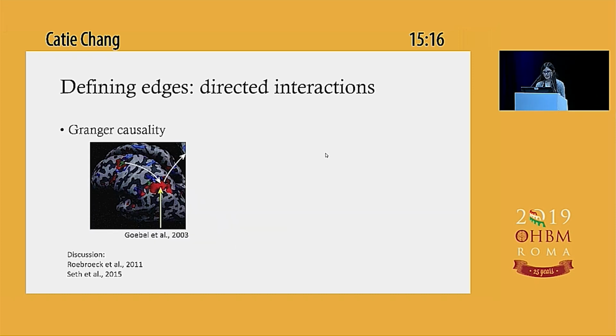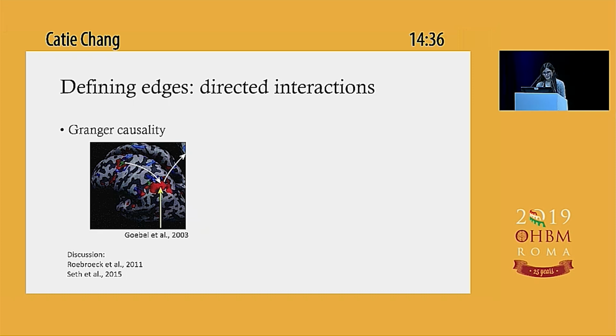So those are techniques for looking at undirected interactions, but what if we want to put an arrow between regions and say, does one region exert a causal influence on another region? I'm not going to go into this in much detail, but in Granger causality, which has been applied to fMRI data, the notion of causality is based on temporal precedence. Basically, we're looking at the predictive value of a time course in one area in explaining a time course in another area, or the past history of one time course in explaining values in another region.